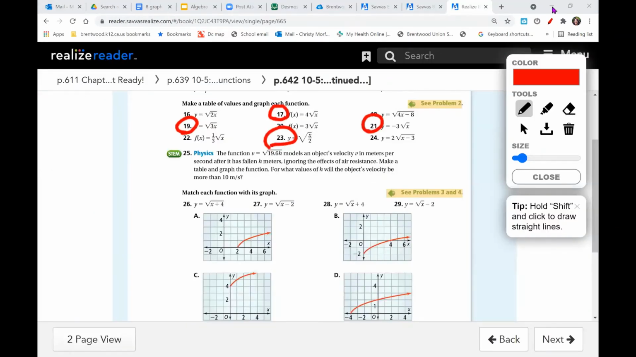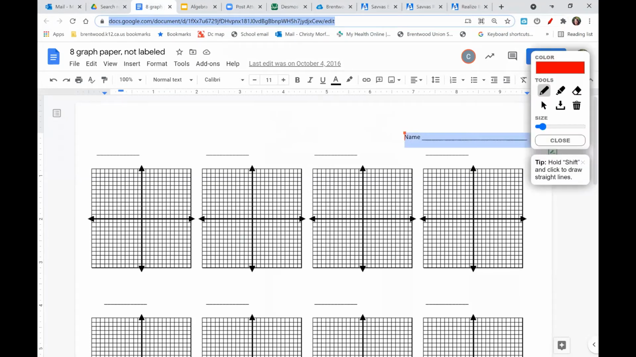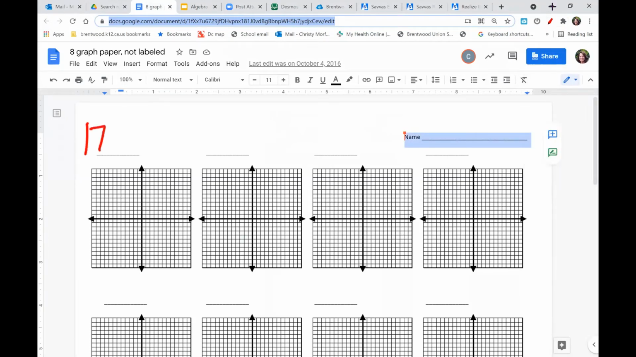So let's start with 21. I'm going to write it down, and I'm going to go to my graph paper. So if you're using your graph paper, if you're going to go in order, you would do 17, 19, 21. And we've got -3 radical x. It probably actually was y equals -3 times the square root of x.